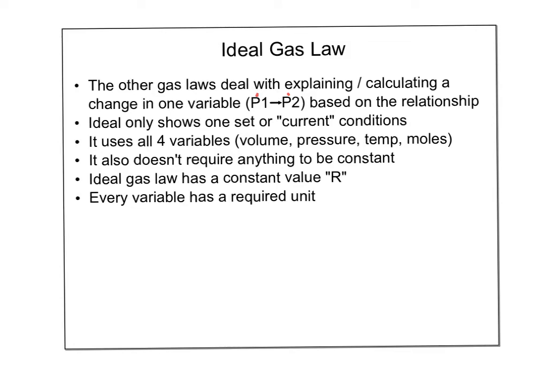The ideal gas law is only showing a current situation. A snapshot, right in this moment: what is the pressure? Right in this moment, what is the temperature? It uses all 4 variables, the volume, the pressure, the temperature, and the number of moles, the number of particles. Nothing needs to be constant except for the R value. And don't forget that we always want units, and our final answer should have units as well.